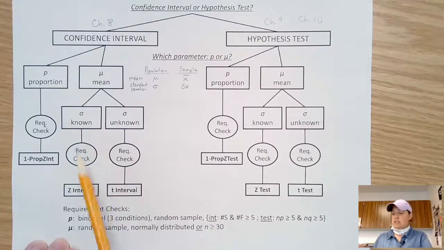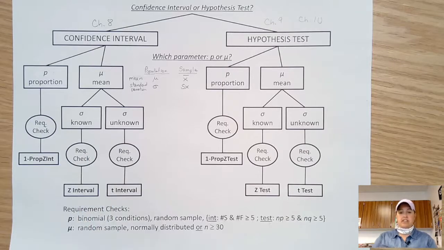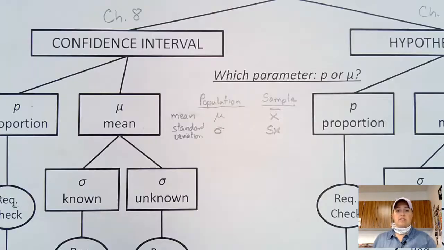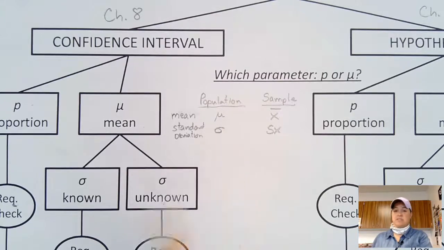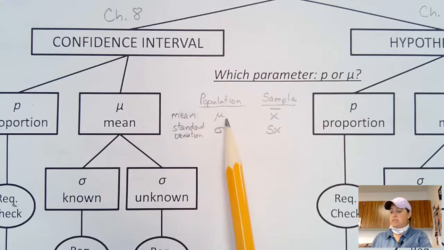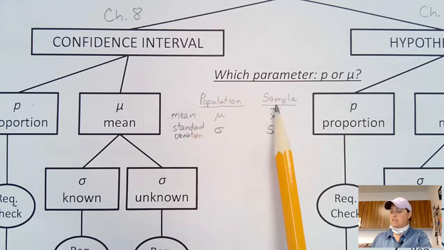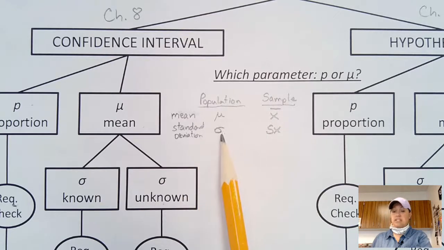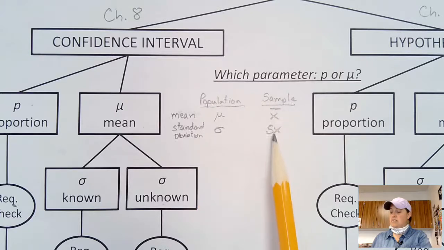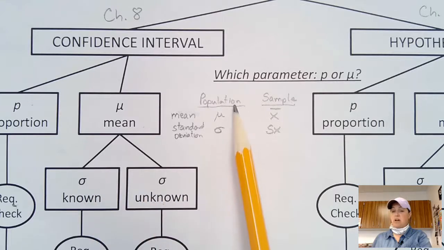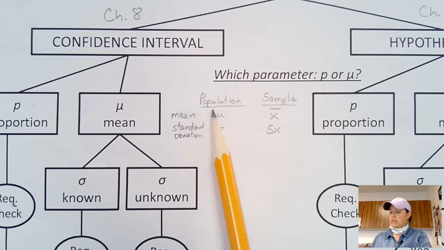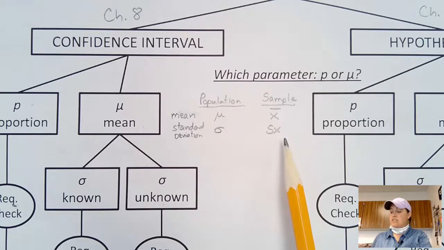So let's talk about that for just a second, the population standard deviation. To add some clarification, we have different symbols for population and sample. If we're talking about the mean for the population, we use mu, and the mean for the sample is x bar. The standard deviation for the population is sigma, and the standard deviation for the sample is Sx. So we're talking about sigma here, so that's from the population. In your question, you need to see, does the standard deviation come from the population, or does the standard deviation come from the sample?